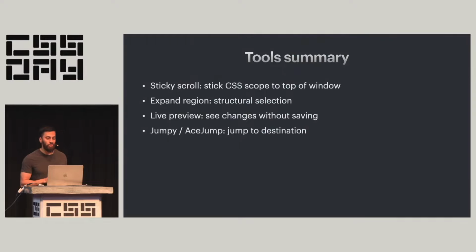A quick summary of what we just saw. We saw sticky scroll, we saw expand region, the structural selection thing, live preview, and Jumpy or Ace Jump or Easy Motion, whatever you want to call it, for jump to destination in your editor.